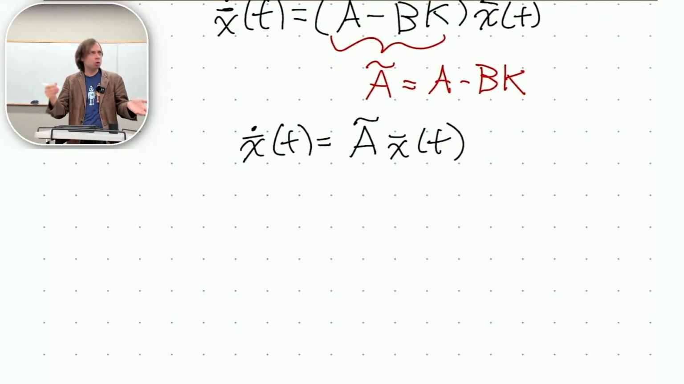And just because, who here took controls? I'm sorry, I'll stop asking that question. People who took controls 1. Not if you heard the word pole. Okay. You can also raise your hand as well. That's good. Yeah, you heard the word pole. Pole is an eigenvalue. When you hear poles, think eigenvalues and controls.